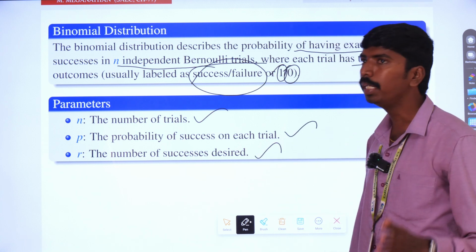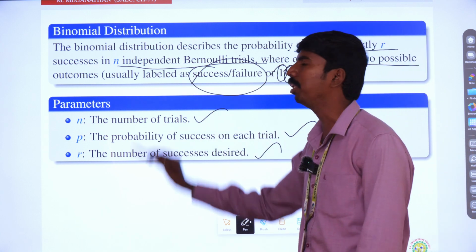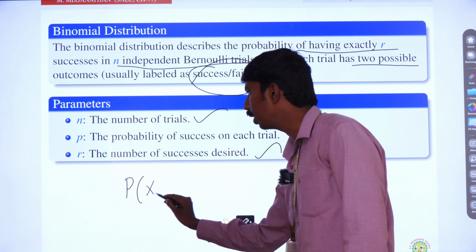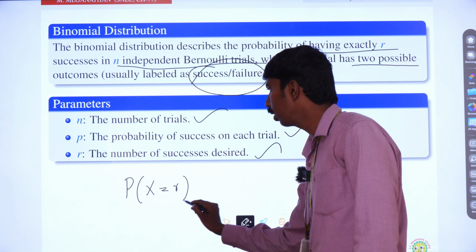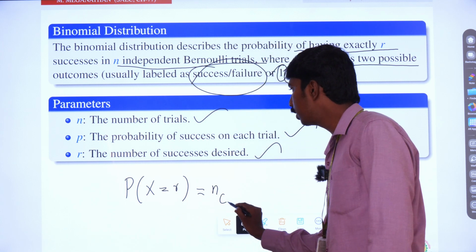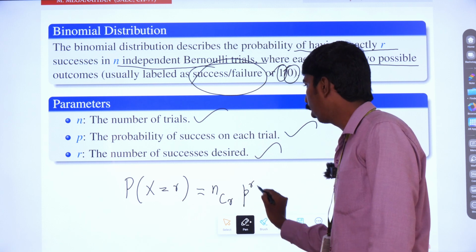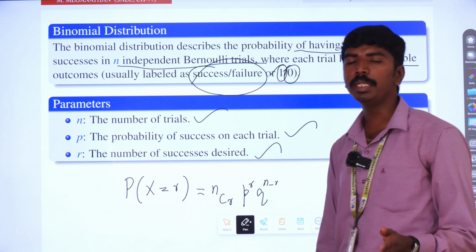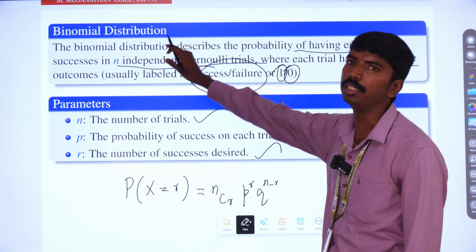So what is the probability mass function for the binomial distribution? P of capital X equal to r is equal to nCr p power r into q power n minus r. So this is the probability mass function for the binomial distribution.